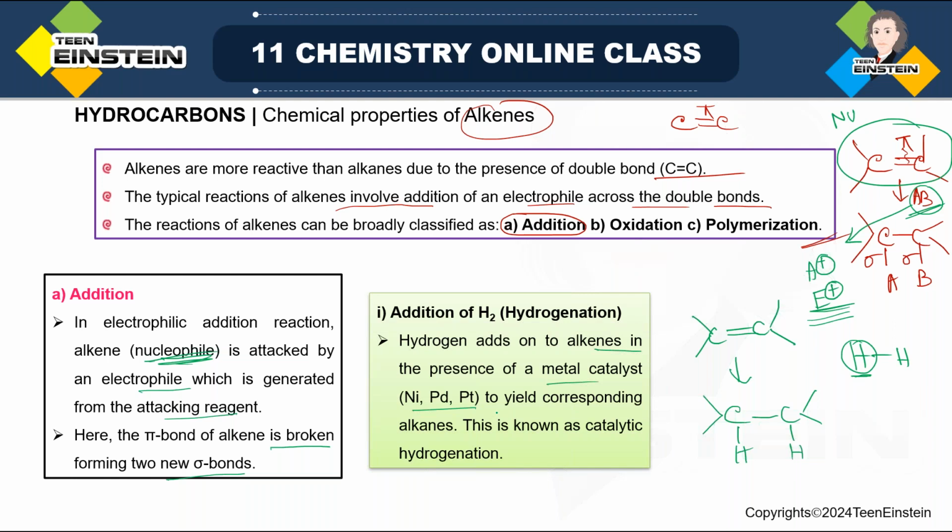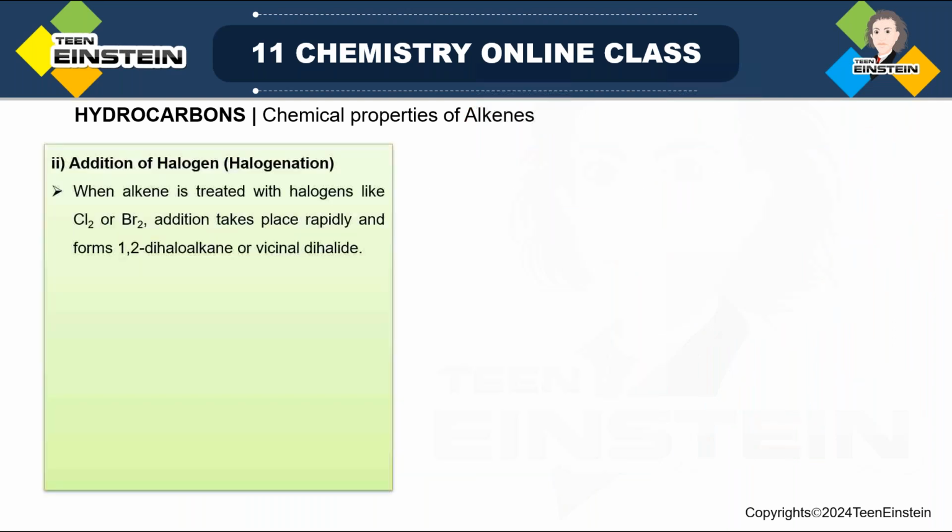Why hydrogenation? Because of addition of 2 hydrogen atoms. And why catalytic? Because we are using a metal catalyst. In presence of some metal catalyst, nickel, palladium, platinum, we are doing this hydrogenation, and that is why the name is such. So this is number 1, addition of H2. We are not going into further details because we have learned this.